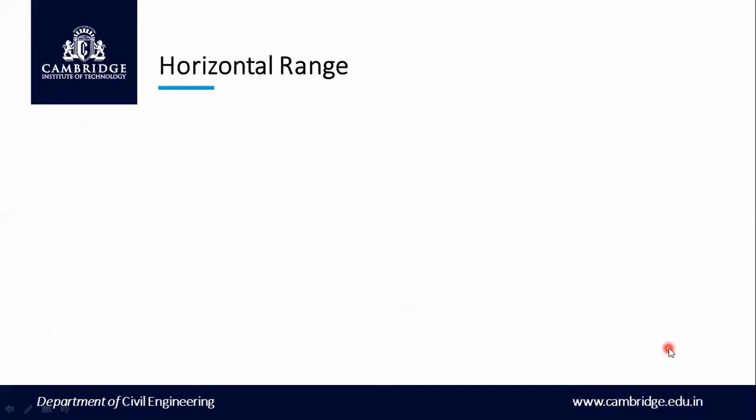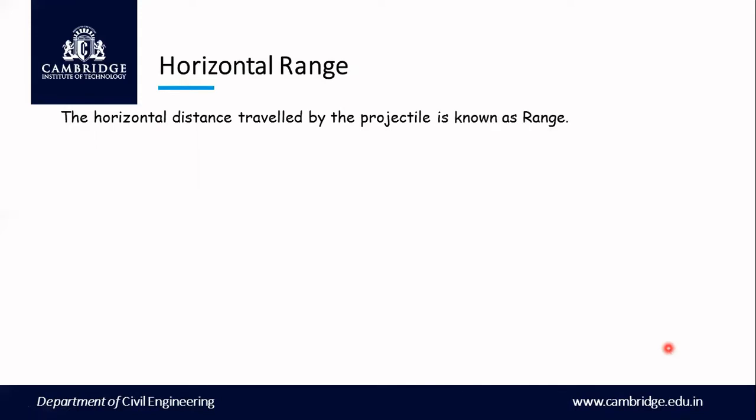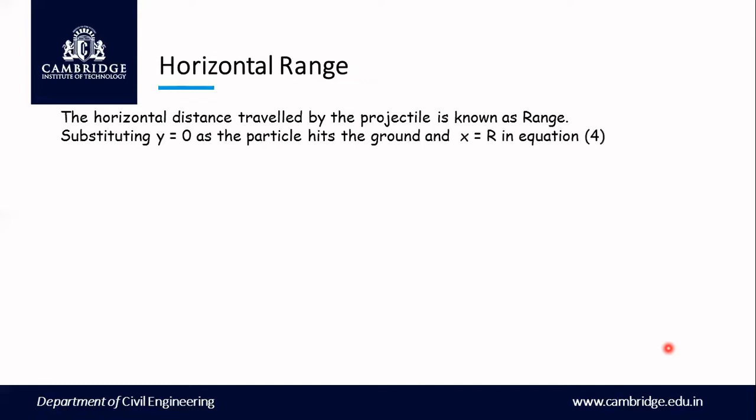Coming to the second part, that is to find the horizontal range. The horizontal distance traveled by the projectile is known as range. Substituting y is equal to 0 as the particle hits the ground, and x is equal to R in equation number 4, the equation that you have remembered, to find the horizontal range. That is, y is equal to x tan alpha minus gx square divided by 2u square cos square alpha. In this equation, I'm substituting y is equal to 0 and x is equal to R. I get 0 is equal to R tan alpha minus gR square divided by 2u square cos square alpha.